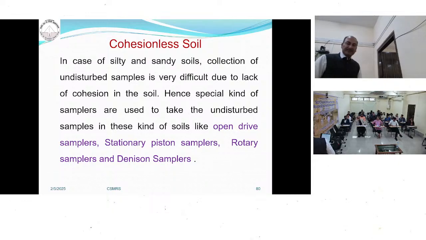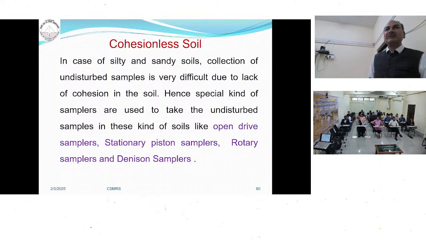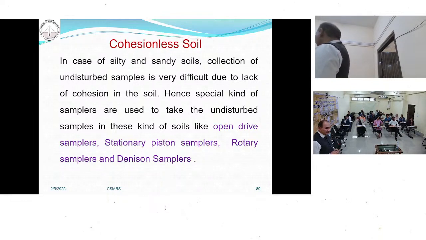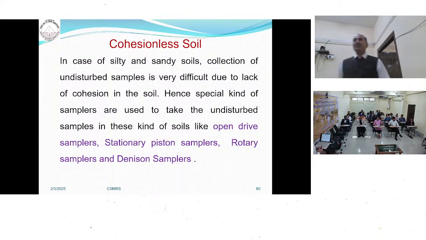In such cases, there are special kinds of samplers: either open drive samplers, stationary piston samplers, or rotary samplers. We use this kind of sampler, but the collection of the sample with these samplers is also an art, and it is very difficult to find any agency who is able to collect the sample even after using these samplers.